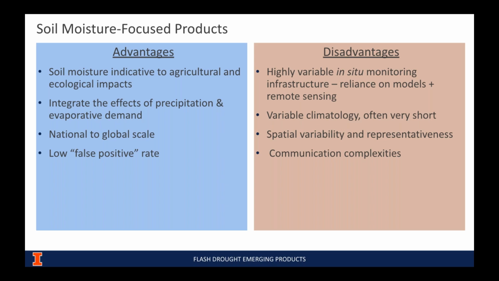The spatial variability and representativeness is always a problem with soil moisture, and using one point to represent a whole field, let alone a whole county, let alone half a state, is really complex. And then there's communication complexities.